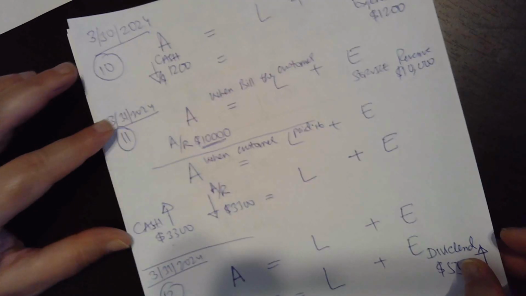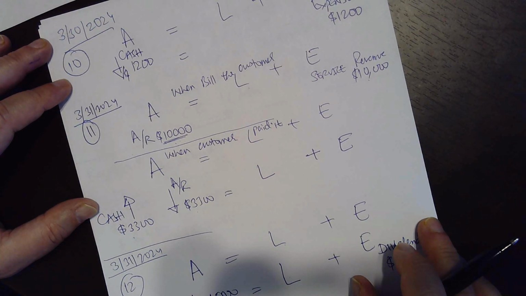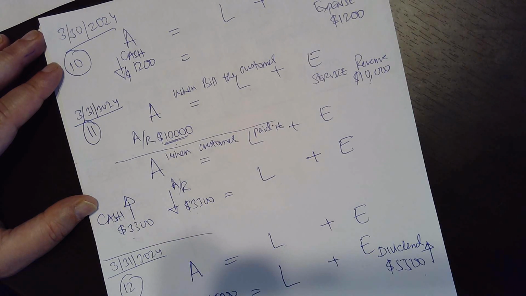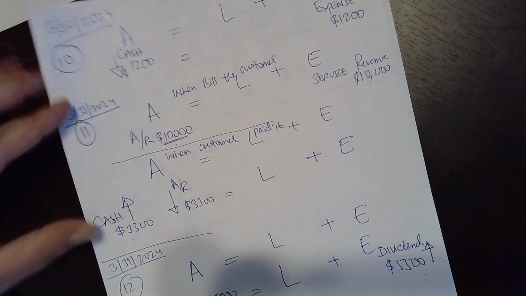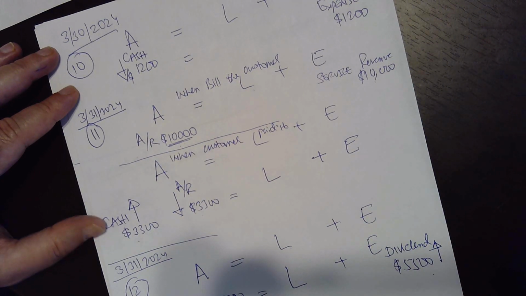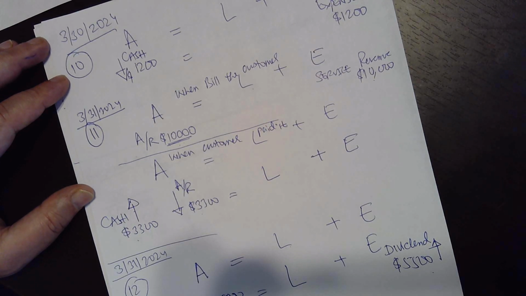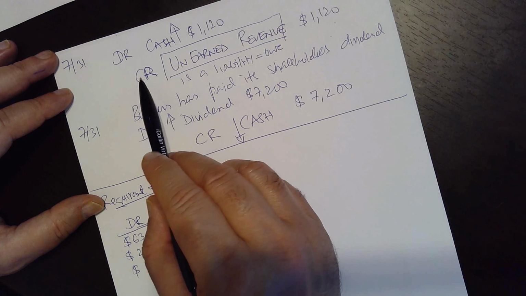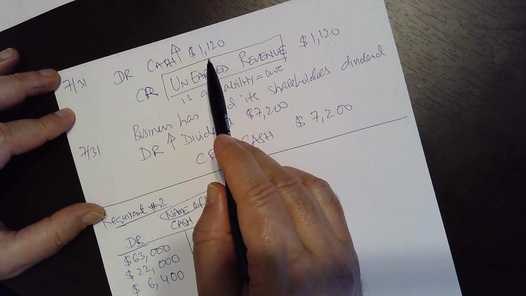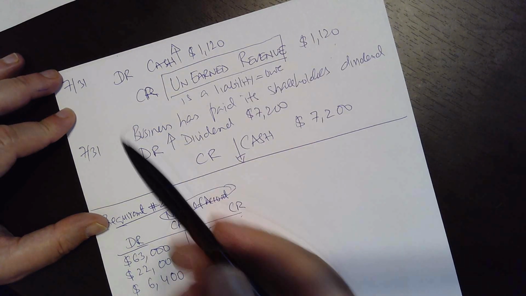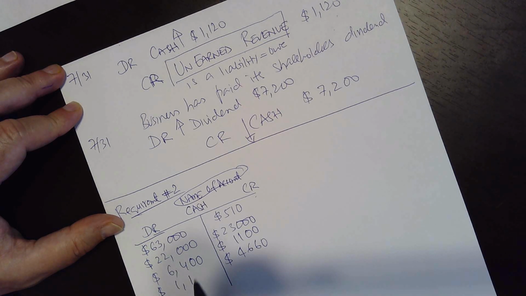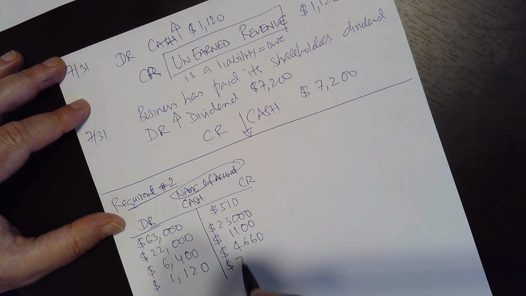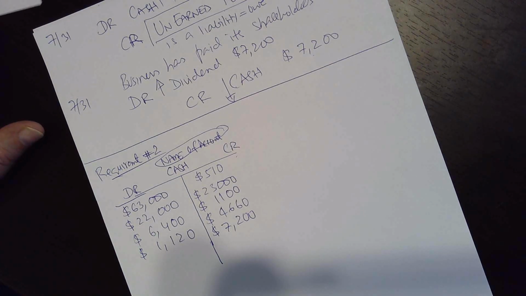In the next transaction, we are receiving cash from customers for $1,120. The service we have not provided, but we receive the cash, so we are going to add $1,120. And in the last transaction, we paid a dividend, so cash going out by $7,200. All right, so that gives us a balance.